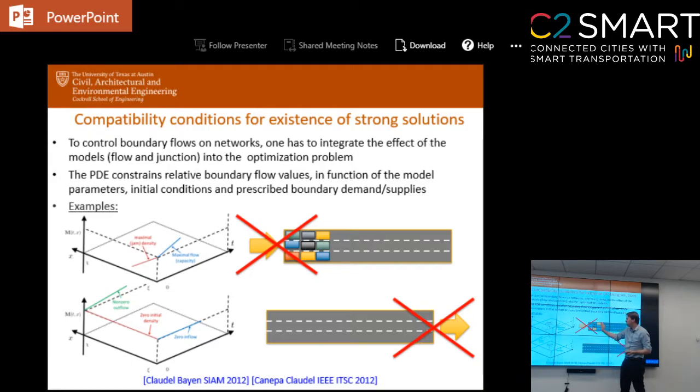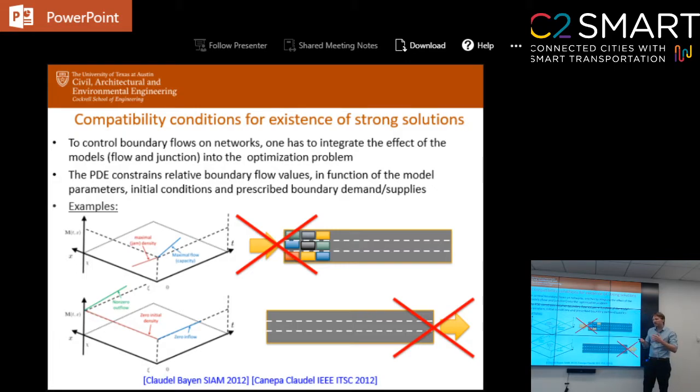At that point, all the cars are stuck. And so the only flow that you can impose here is 0. So that's an example of a constraint that shows you that you cannot do anything you want with that flow. And you have a similar constraint if you have, for example, an empty highway. You cannot extract any outflow from that empty highway.